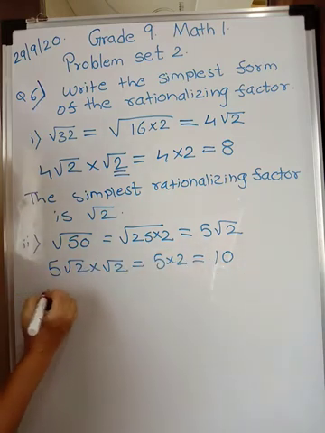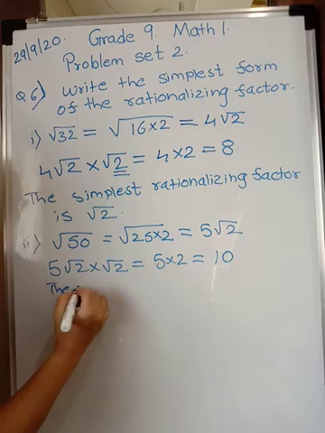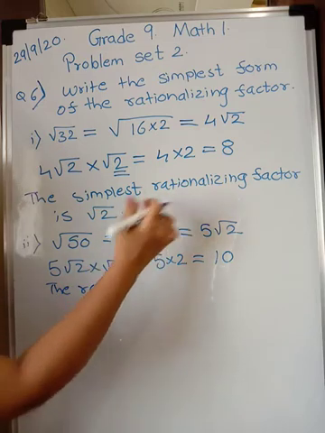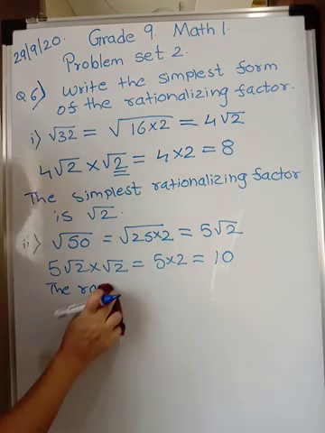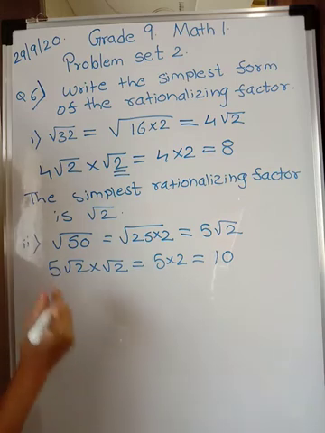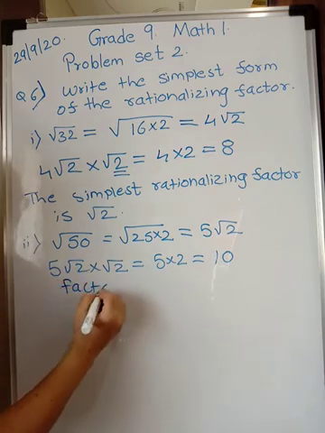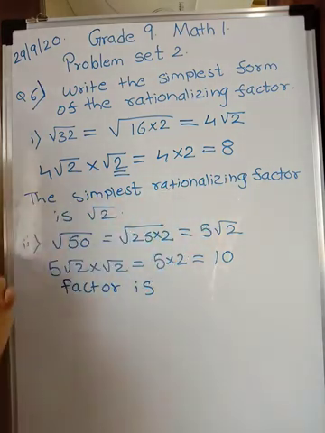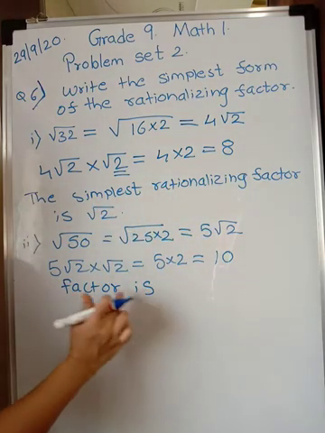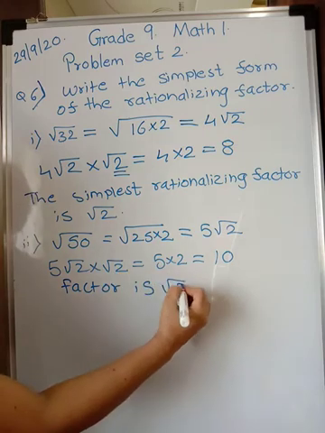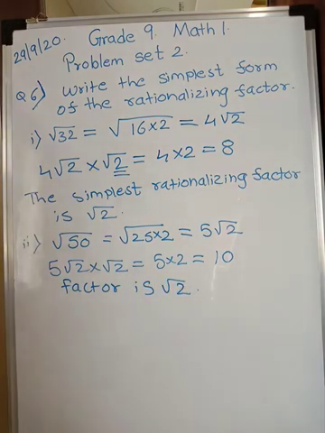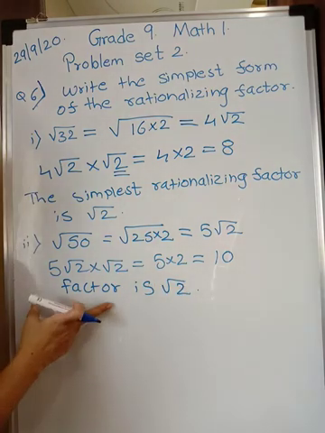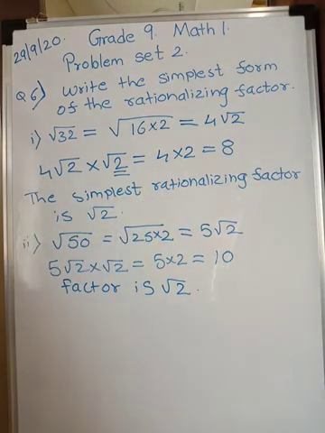So here also now I am writing directly rationalizing factor. You please write in complete words. So here also, which factor? Rationalizing. Write the sentence: the simplest rationalizing factor is, here also what? Root 2. The length of the video will increase, so I am not writing. So you please write this.